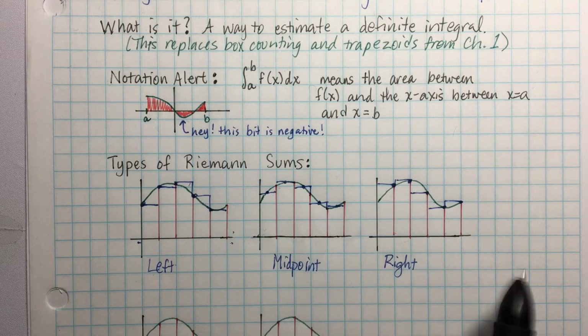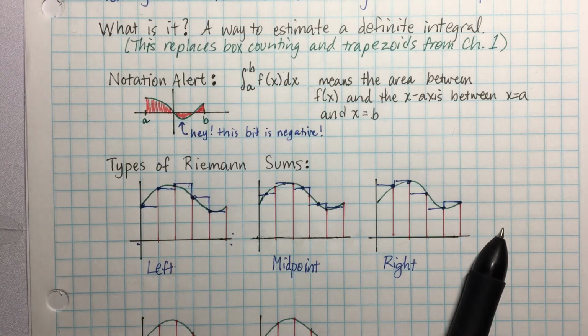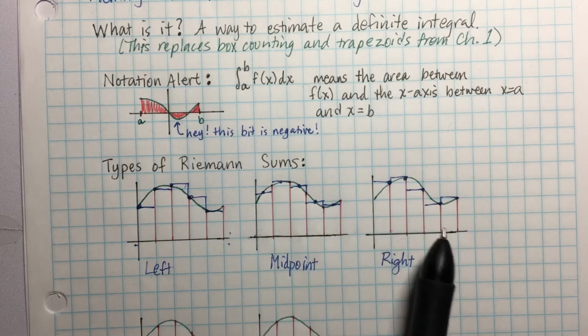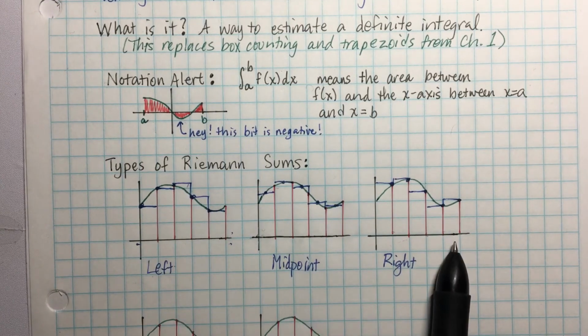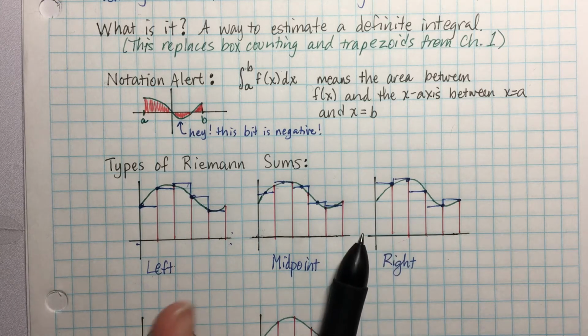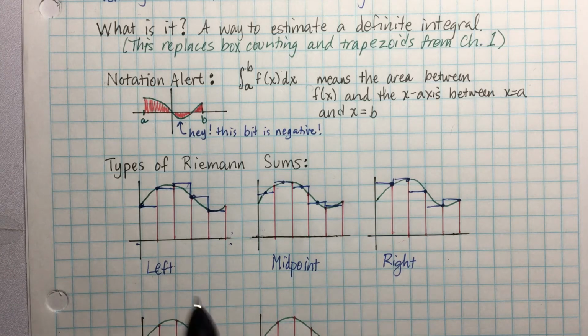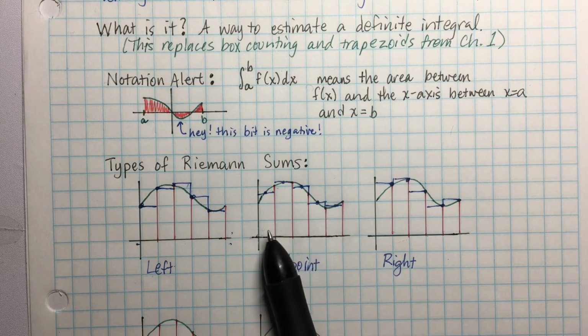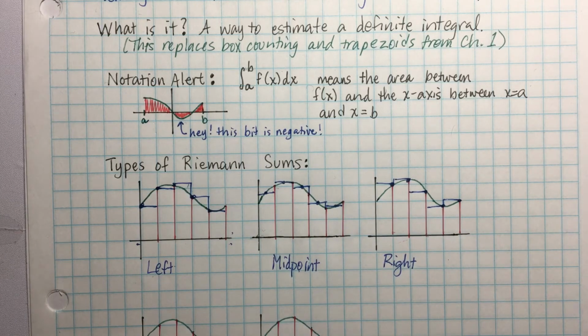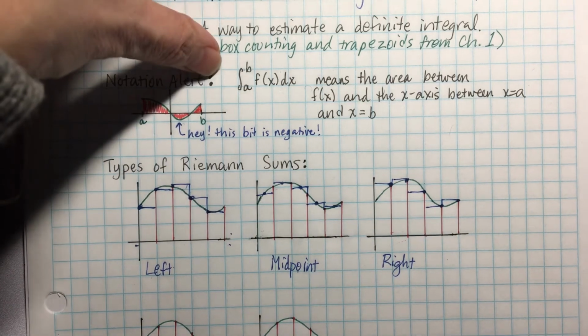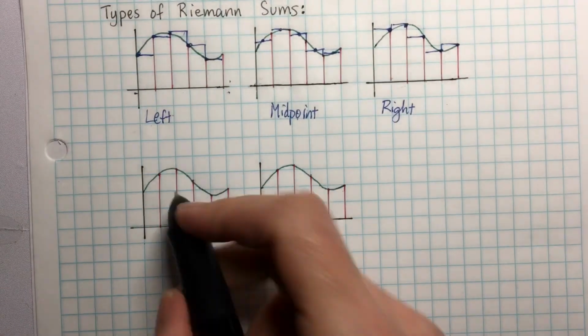Here's the weird part. You can over and underestimate all over the place with this, but again, as the number of rectangles goes to infinity, these three numbers that you would get if you add them up would actually all zoom in on the exact perfect answer. So these are left, midpoint, and right Riemann sums. You can start anywhere. It's kind of weird. These are the most common. There are two others, though, called lower and upper.